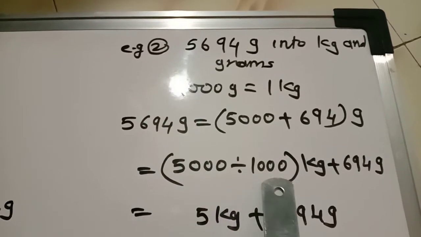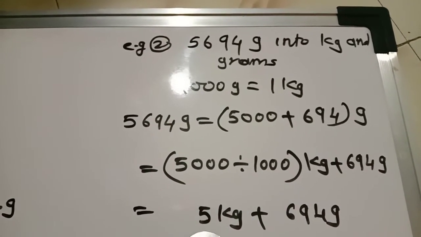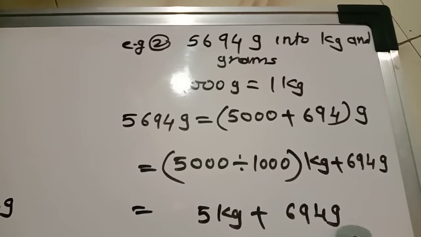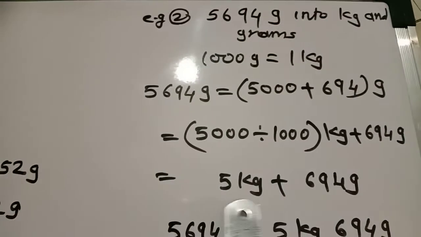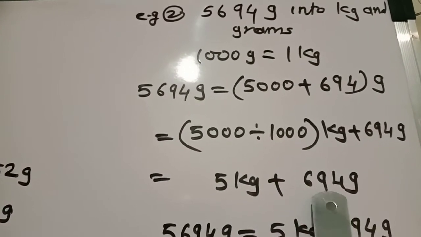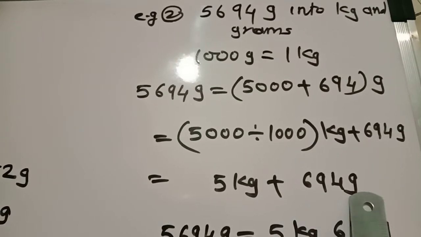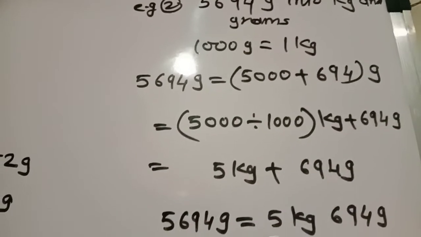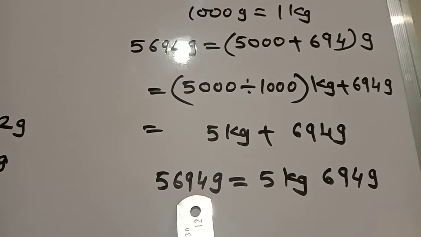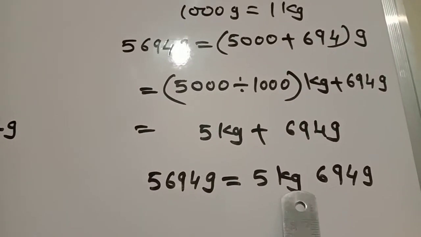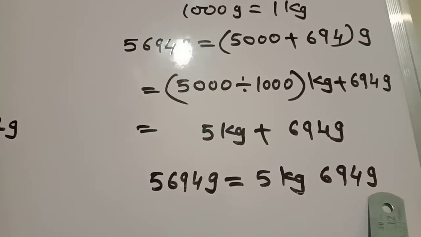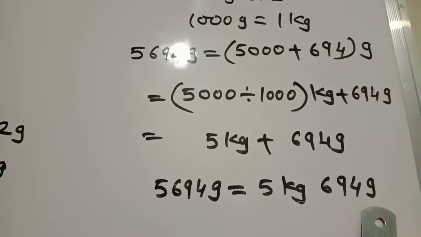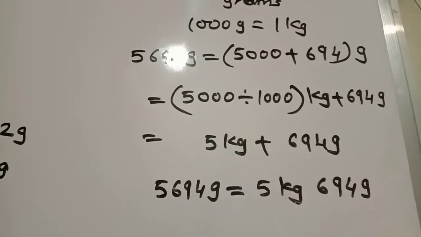So 5000 divided by 1000 is 5 kilogram plus 694 gram. Then 5 kilogram plus 694 gram. Don't add this kilogram and gram. So we write down here 5694 gram is equal to 5 kilogram and 694 grams. So you have to convert gram into kilogram and gram. You have to divide by 1000.